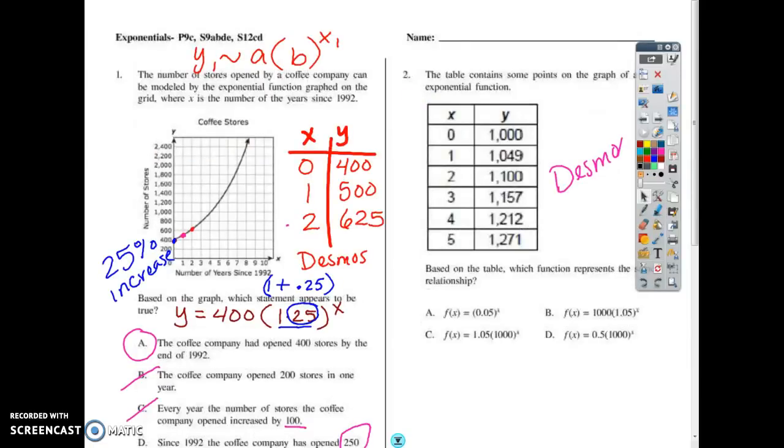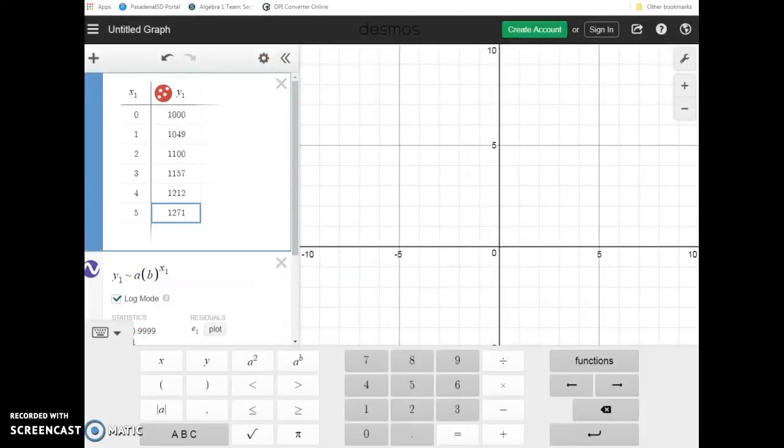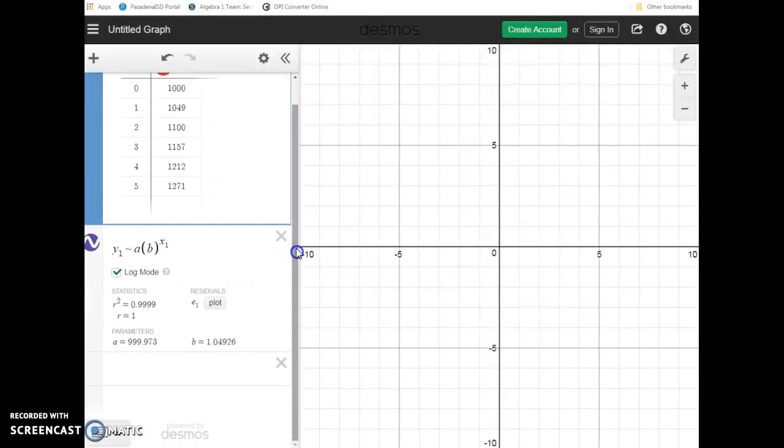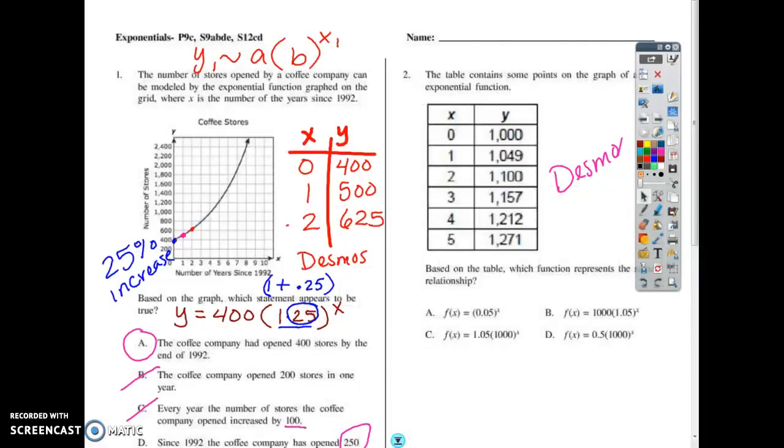Okay, so you should have already put this in Desmos. Again, if you did not, you need to pause the video and do those tables before you continue. When I put this table in Desmos, here's my table. This is what my equation gave me. It gave me 9999.973. That's like 1,000. You just round it, right? 1,000. And then inside the parentheses is going to be 1.04 or 1.05. So we're looking at our answers right here, we started with 1,000, and inside we should have 1.05 because we rounded.